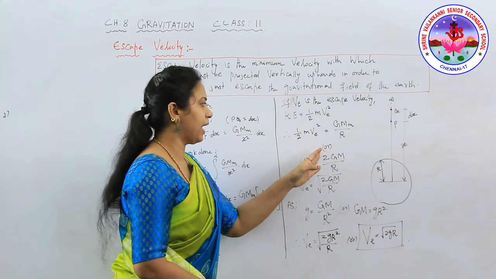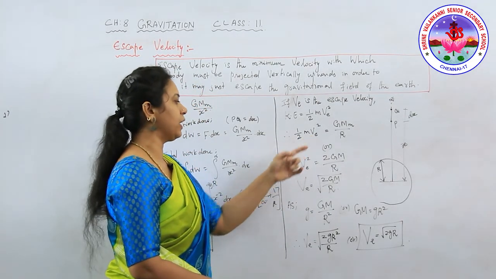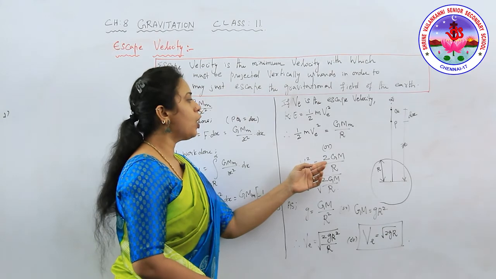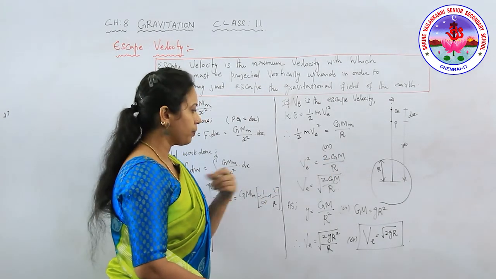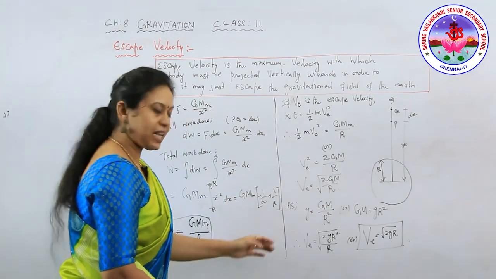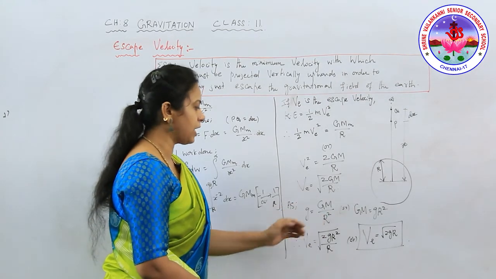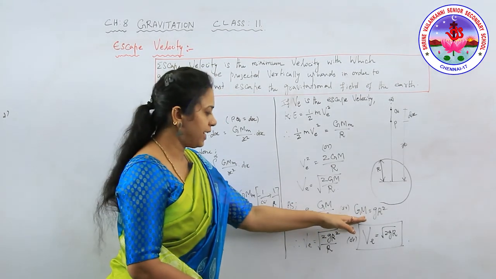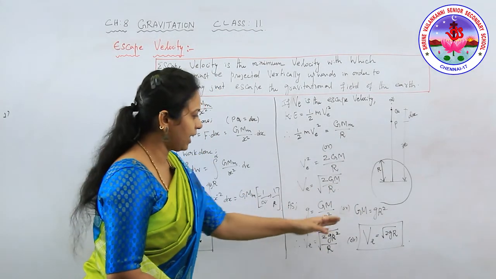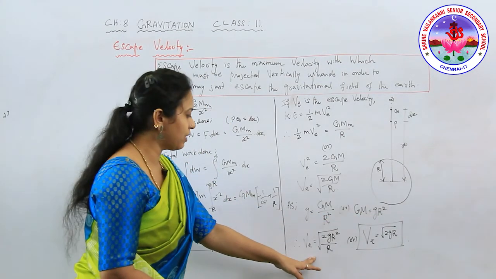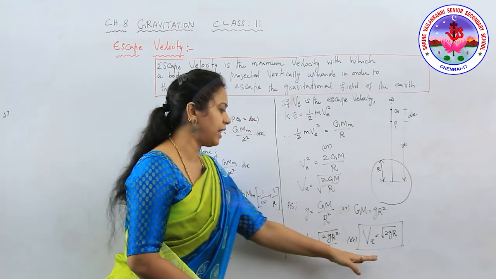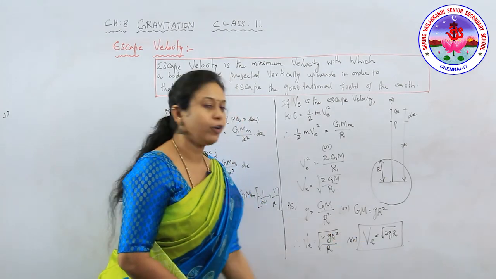Because we need the escape velocity, VE square is equal to, if you cross multiply and simplify, 2GM by R, or VE is equal to root of 2GM by R. As we know, small g is equal to GM by R square, or we can write GM equal to gR square. So instead of GM, we take gR square, then VE is equal to root of 2gR square by R. By simplifying this, we get the escape velocity equal to root of 2gR.